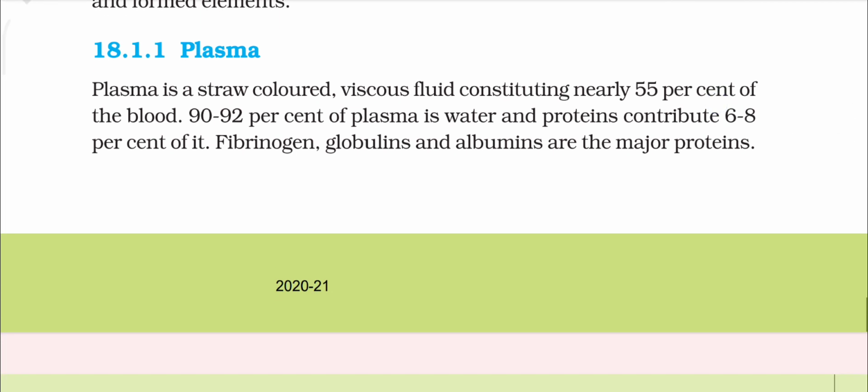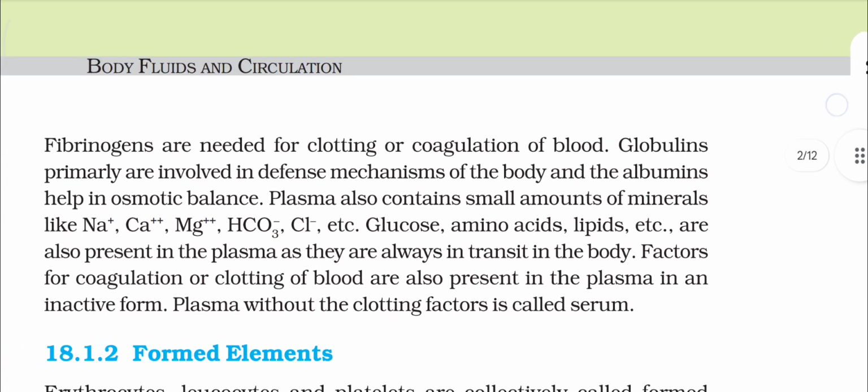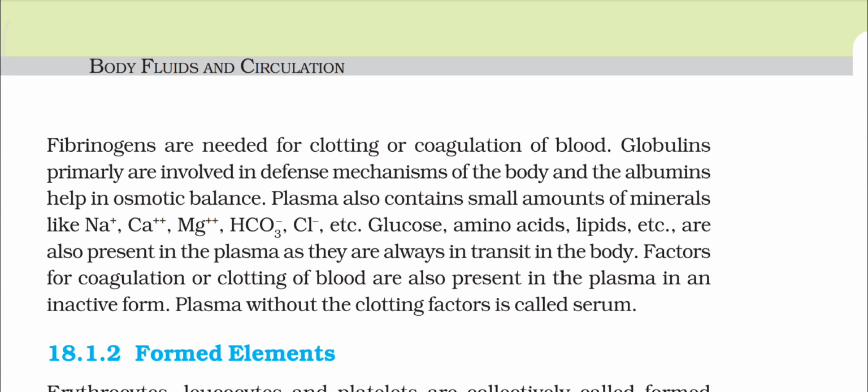Plasma is a straw-colored viscous fluid constituting nearly 55% of the blood. 90 to 92% of plasma is water and protein contributes 6 to 8% of it. Fibrinogens, globulins, and albumins are the major proteins. Fibrinogen is needed for clotting or coagulation of blood. Globulins primarily are involved in the defense mechanism of the body and the albumins help in osmotic balance.